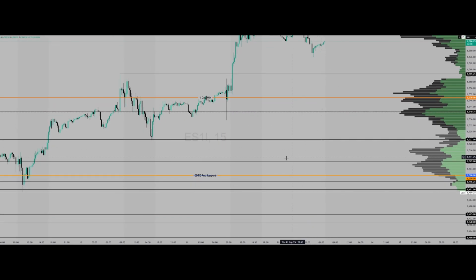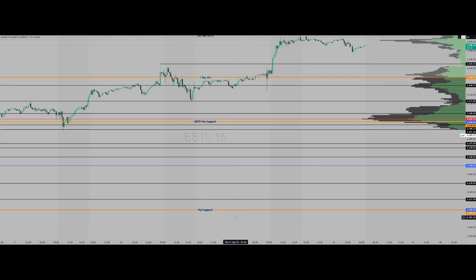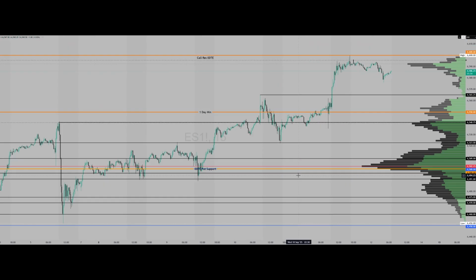Your put support here is at 6,500. 0DTE put support at 6,500, and your put support 6,400. That's kind of a stretch. Okay, so guys, you've got to have levels on your charts.